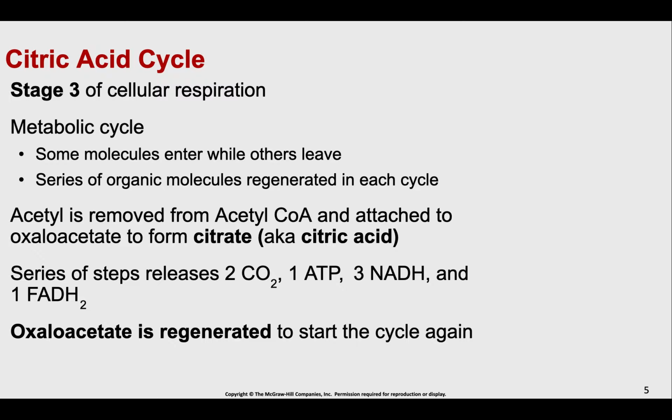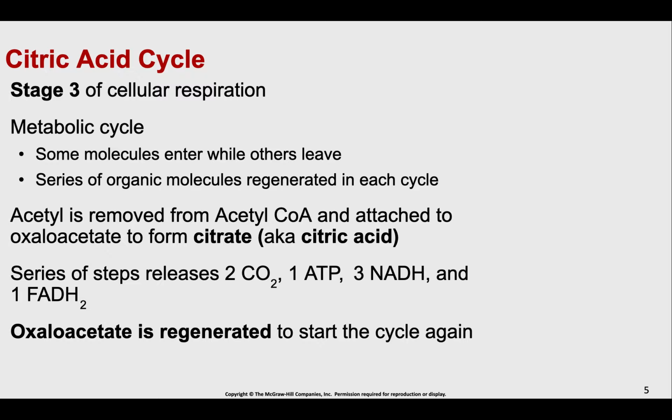So the citric acid cycle is a metabolic cycle where some molecules are going to enter and others are going to leave, but the series of organic molecules are going to be regenerated in each cycle. So it's often depicted as a circle, leading into each other, because the molecules are all going to be regenerated. They're not going to be used up, essentially. The first thing that's going to happen is the acetyl is going to be removed from acetyl-CoA, and that's going to be attached to this molecule called oxaloacetate.